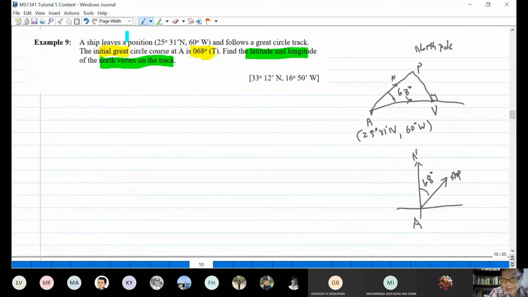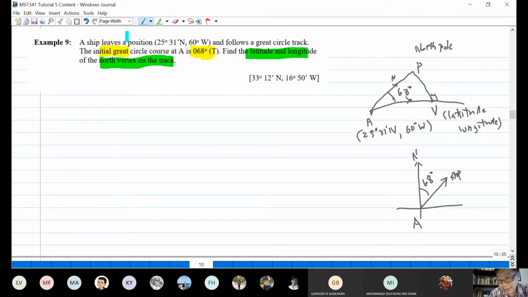So we have to find the latitude here and the longitude. This is what we need to find, the location of the vertex. So how do we go about this? Let me show you. Usually you have to find what you know first. Given this information, let's try to figure out a few things.